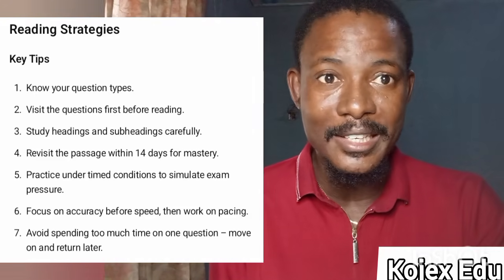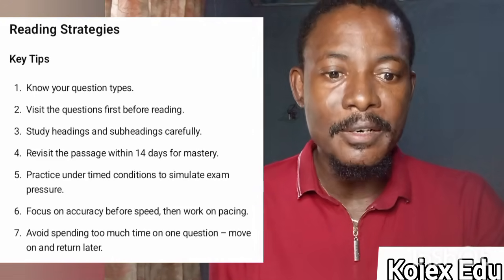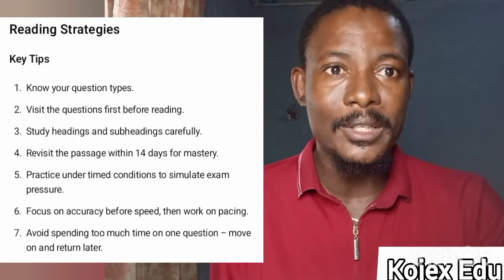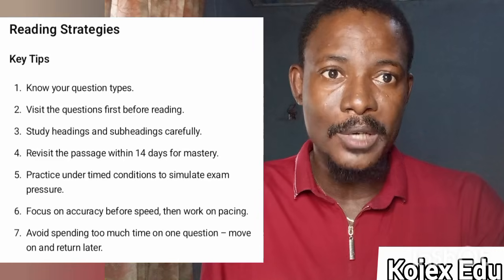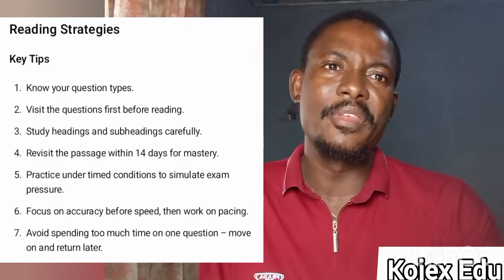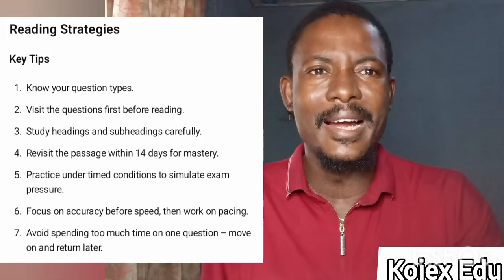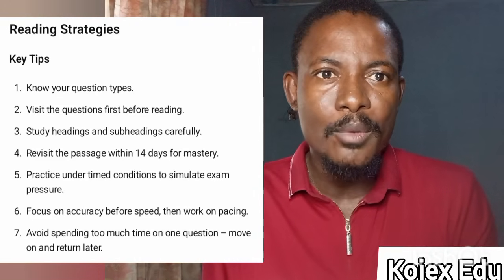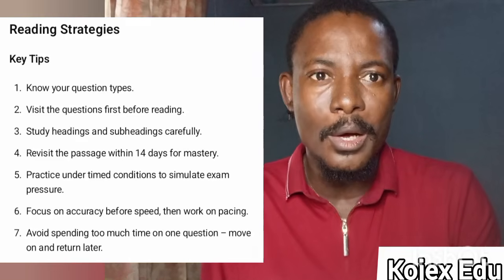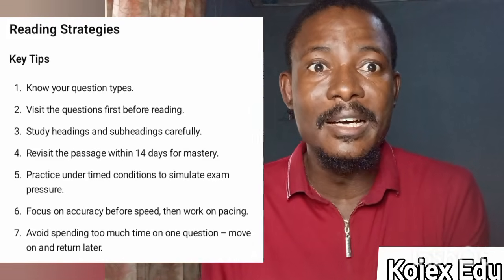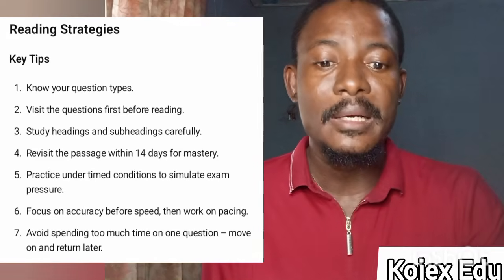So in this case here now, it is having storage. Number 4, revisit the passage after 14 days for mastery. So what I always say is that if you've done this passage now, whether you scored 2/6, 3/6, 5/6, or 6/6, after like 3 weeks, or if you still have time, 2 weeks, come back and redo it. And that way you see that there will be improvement, because you will now know how to better tackle it, and there will be this learning curve that you would have climbed.